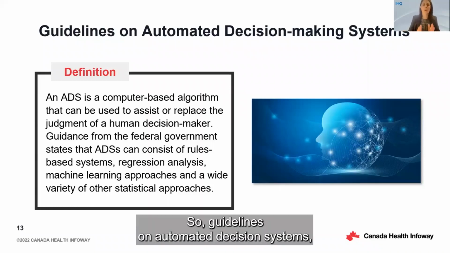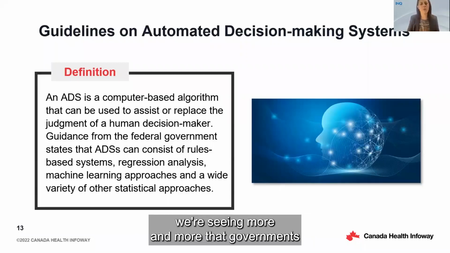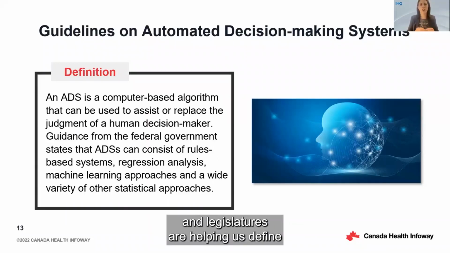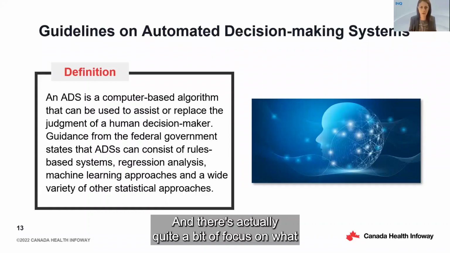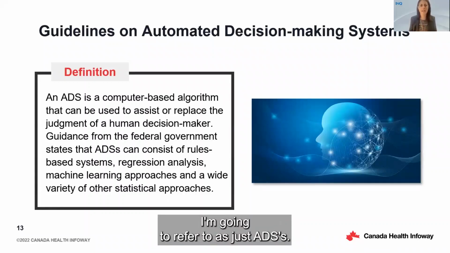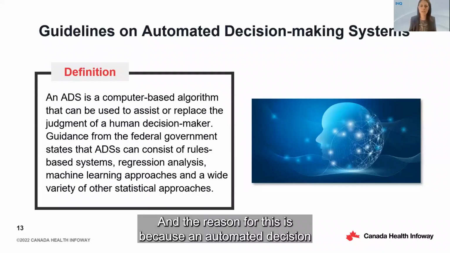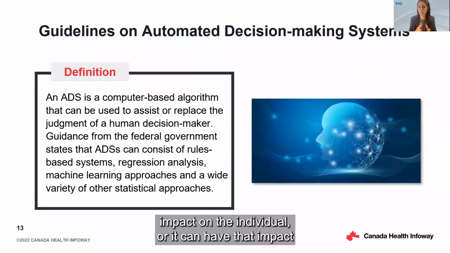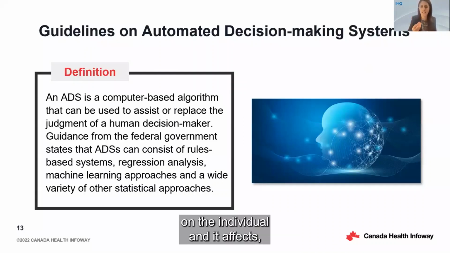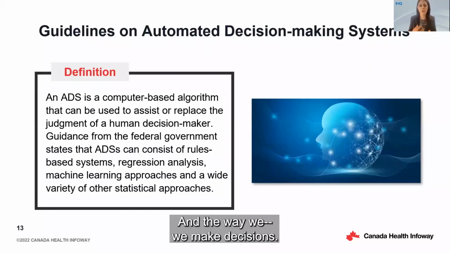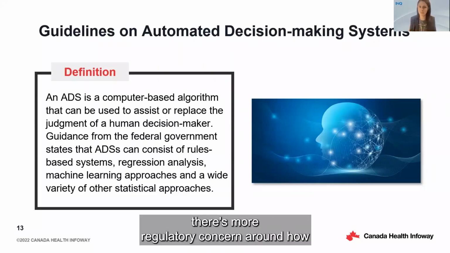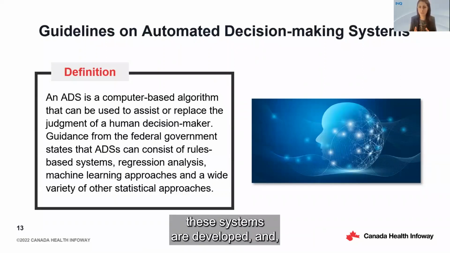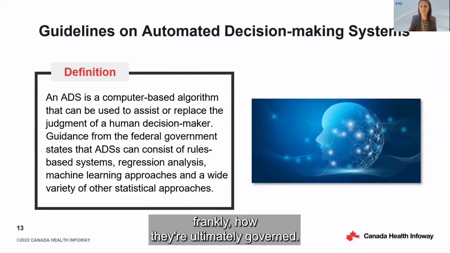So guidelines on automated decision systems, we're seeing more and more that governments and legislatures are helping us define what an automated decision system is. And there's actually quite a bit of focus on what I'm going to refer to as just ADSs. And the reason for this is because an automated decision system is a system that ultimately has a direct impact on the individual, or can have that impact on the individual, and it influences the way we think and the way we make decisions. And so in this particular context, there's more regulatory concern around how these systems are developed and, frankly, how they're ultimately governed.